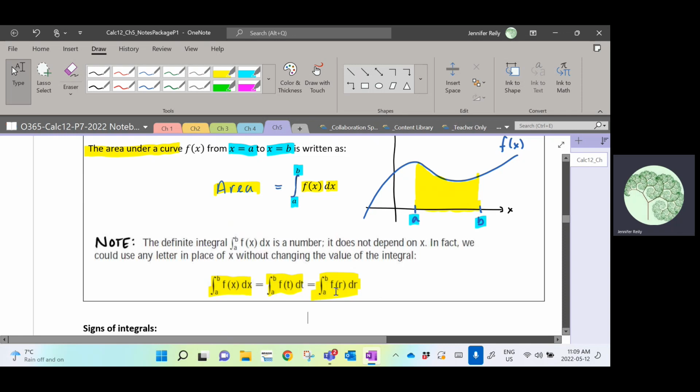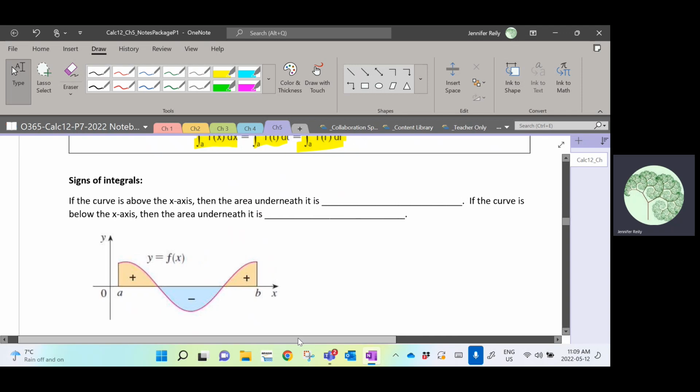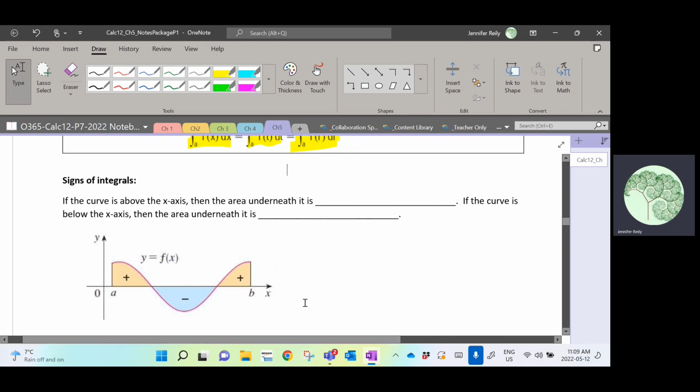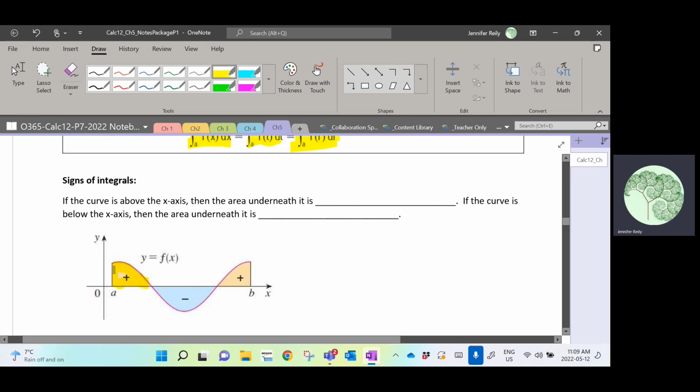Okay. Now that we've gotten that out of the way, let's look at some properties of integrals. So the first thing is the sign of the area. So we say that it's the area between or below the curve, but actually what we mean by integral is it's the area between the curve and the x-axis. So if the curve happens to be above the x-axis, like where I'm highlighting in yellow here, that area is going to be positive.